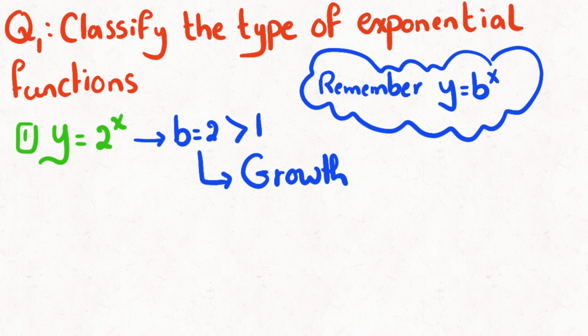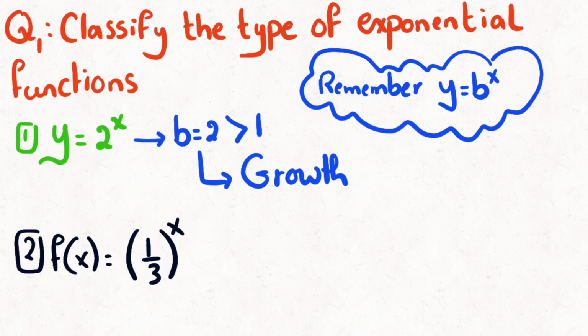Take the following example, y equals 1/3 to the power x, and 1/3 is less than 1. Thus, b is less than 1. Thus, we will say it is an exponential decay.